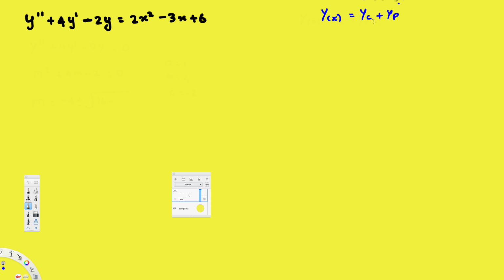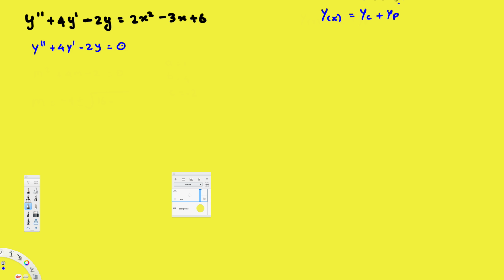To find the complementary solution, we take this as a homogeneous equation: y double prime plus 4y prime minus 2y, and we set it equal to 0. When we have 0, this is a homogeneous differential equation. Now after we bring it to this pattern, we have to bring it into a characteristic equation, according to the order.